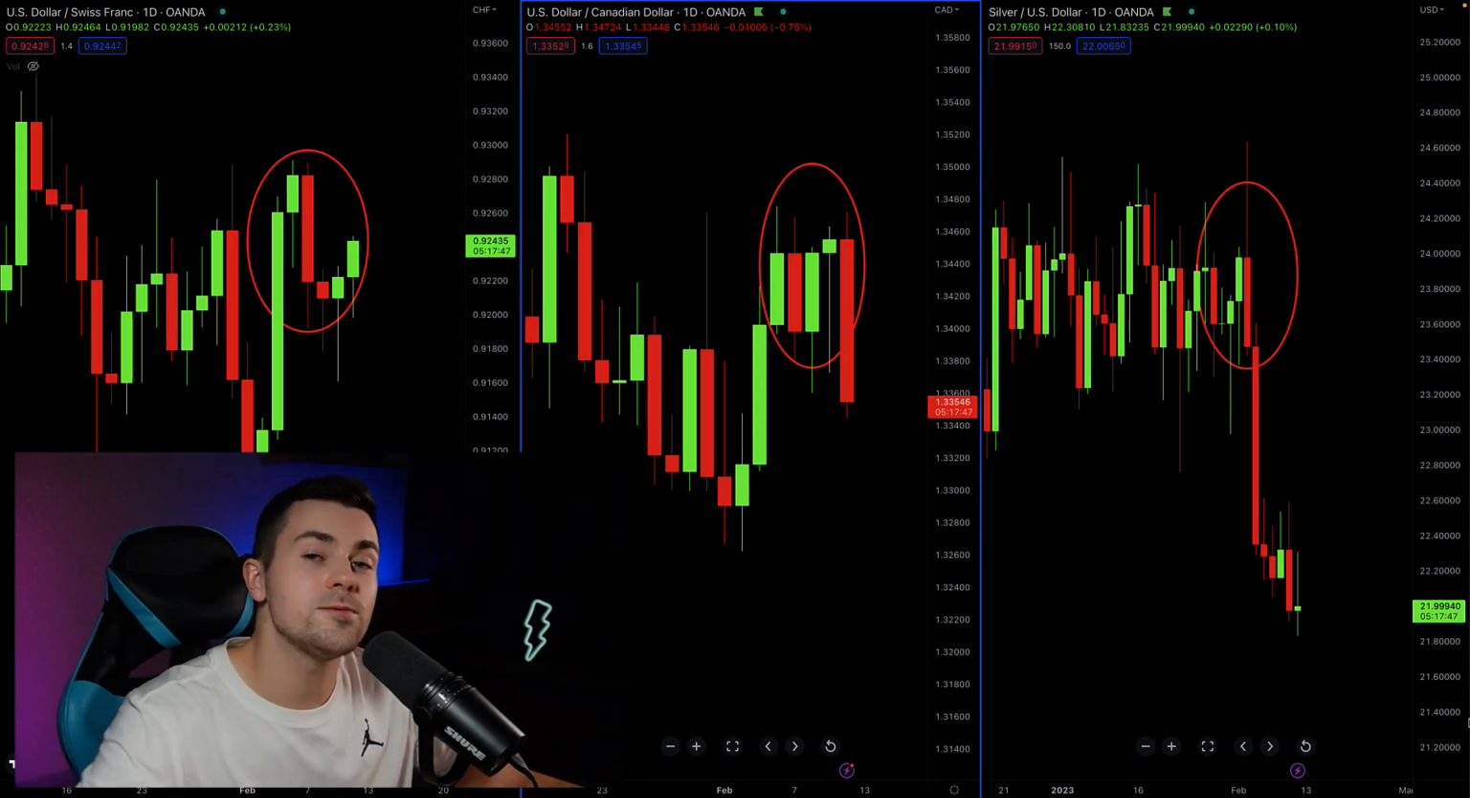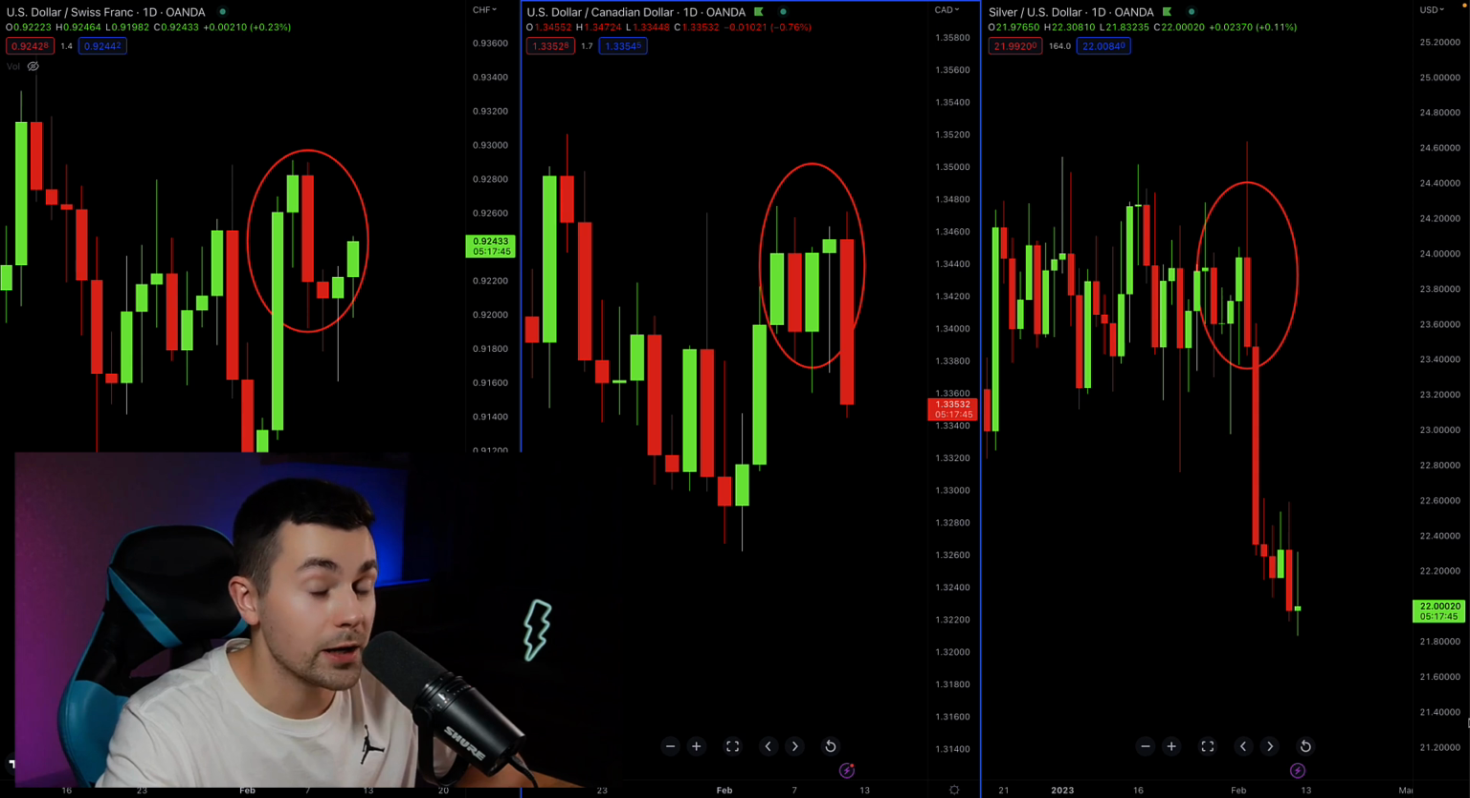Alright, traders, so these three candlestick pattern formations are very accurate, and I really want you to try them, and I really want you to learn to recognize them.